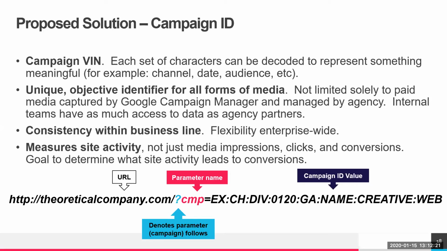A key learning developed from building out this functionality for a large financial services firm was that it is important to have consistency in approach for the campaign ID within a business line, but flexibility should be considered across business lines. The campaign ID is designed to measure website behavior and activity, not just media-related metrics like impressions and clicks. Marketers and analysts can tie campaign ID information to all site activities, including process starts, conversions, and engagement metrics, to understand what site content or tools may influence conversion activity.